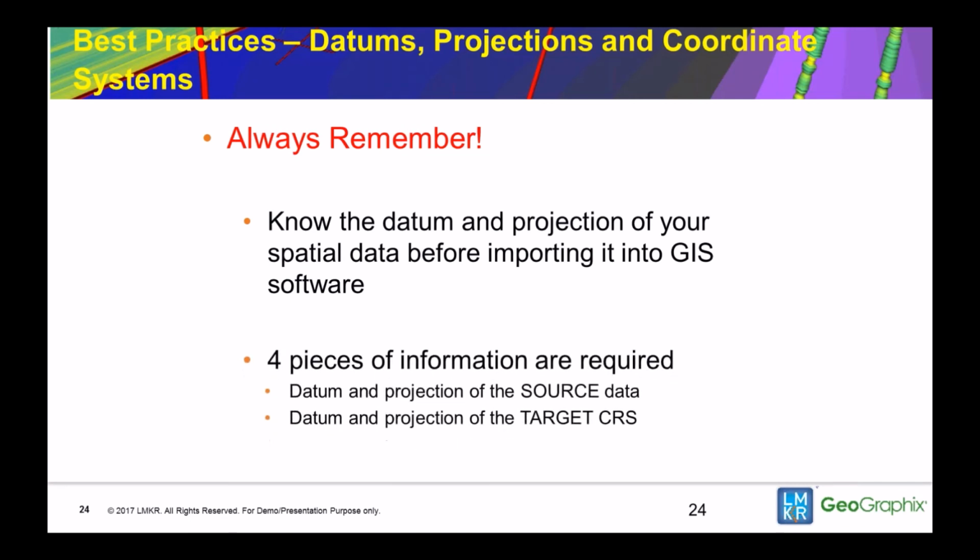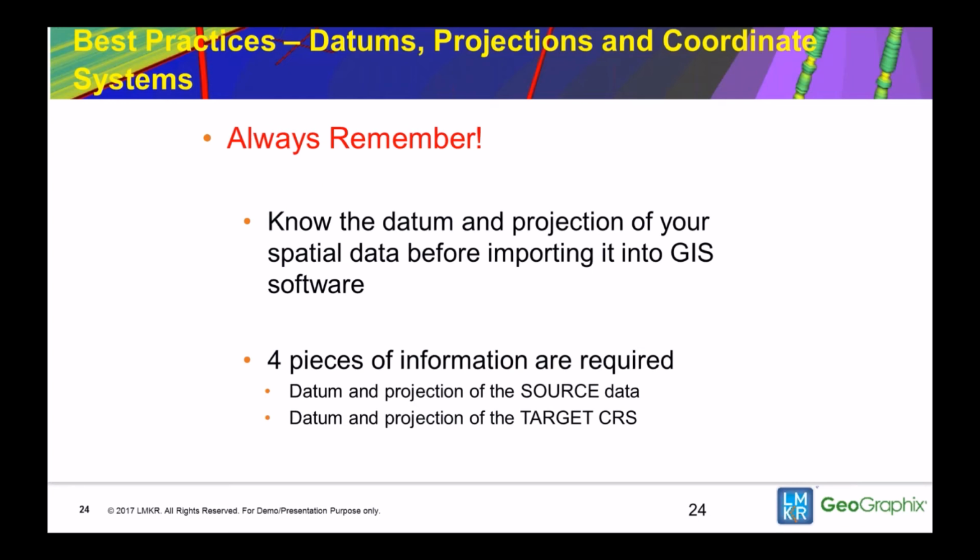And 4 pieces of information are required. When you get a piece of data or you get a file and it has locations in it, you need to know the datum and projection of the source data. And of course, you will know the datum and projection of the target coordinate reference system, because that's the one you'll be using in Geographics or in ArcMap or in any other GIS software that you're using. Oftentimes, you'll know the projection of the source data, but you won't know the datum, so you'll just have to guess.